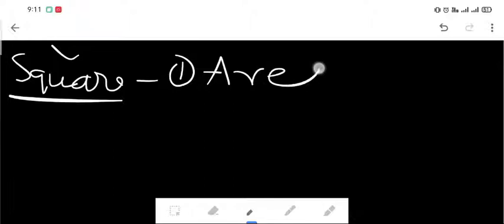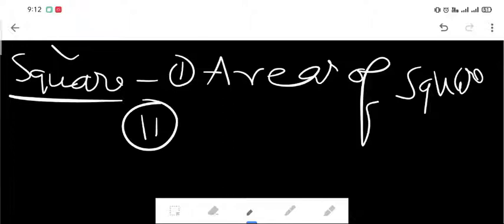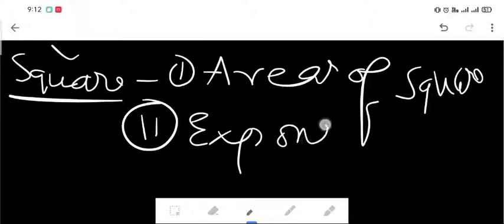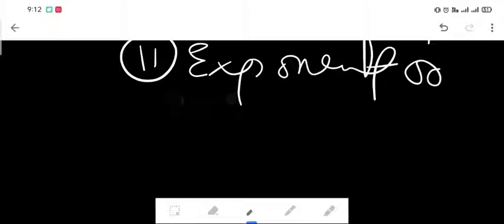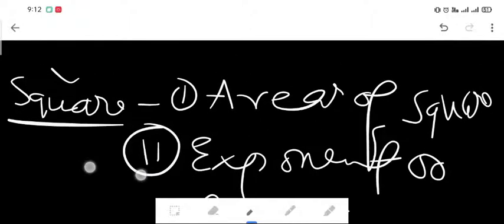So student, let's start from square. First of all, we have to know what is the square. Let us see the meaning of square. As we have discussed in our earlier classes, two topics: the first was area of square, and the second was exponent or power. I will explain how these two topics will be useful for the better understanding of square.